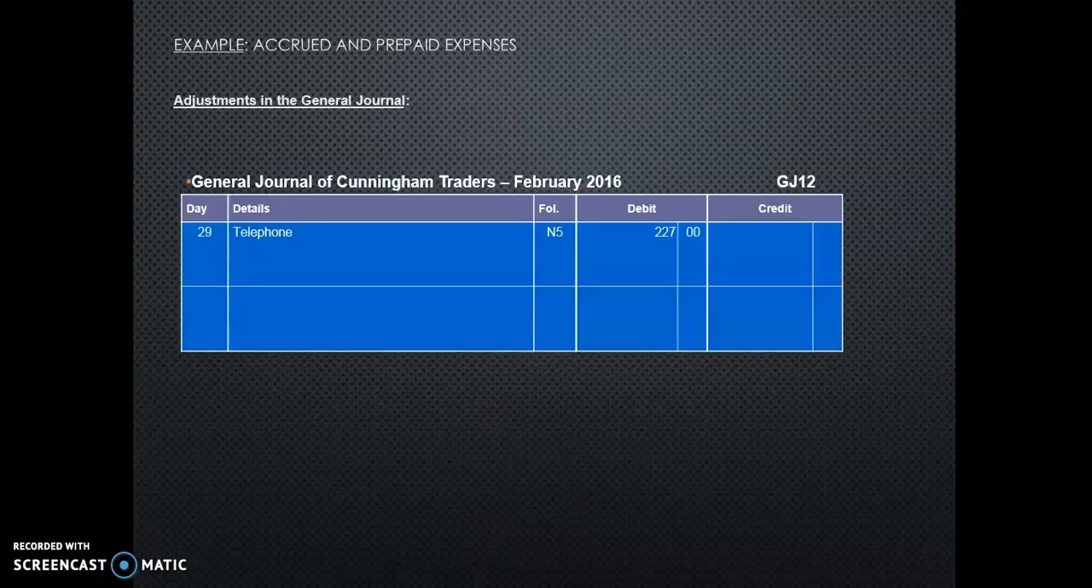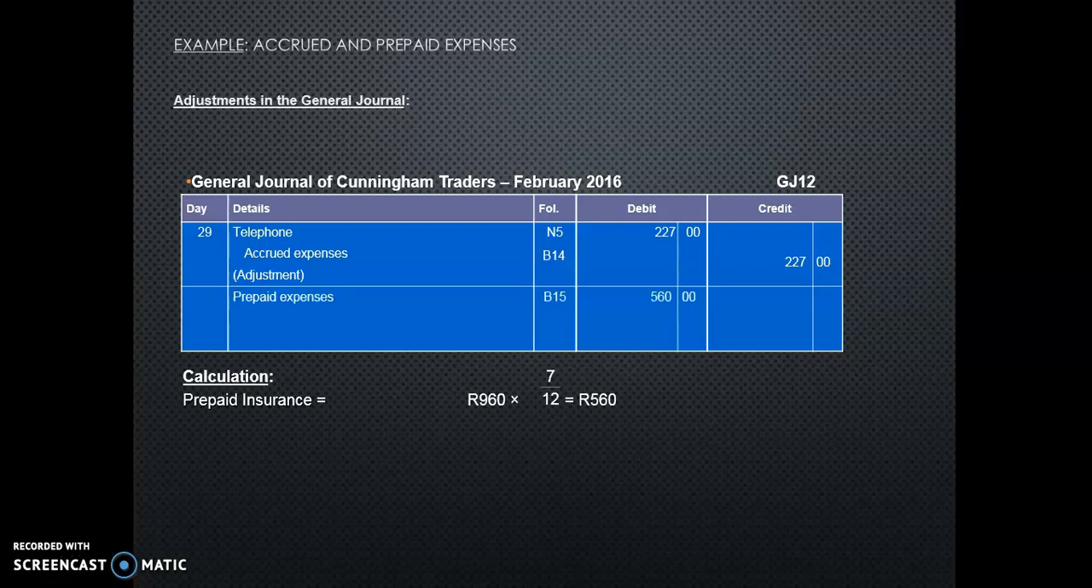So telephone must increase by 227 because I've received the telephone bill but I haven't paid it yet. So debit, and then the credit is accrued expenses because I owe Telkom 227 Rand. Now look at the calculation for prepaid insurance. Gentlemen, this is very important, but we'll practice this in the future. So that 960 was for a year. So 7 months is in my next financial year. So only 5 months in the current financial year. So my prepaid expense is 560.